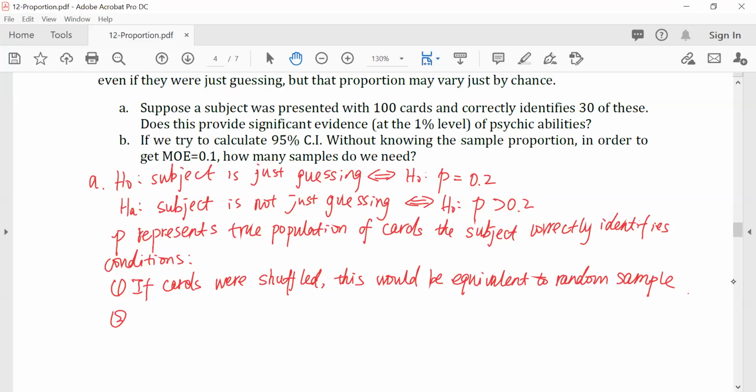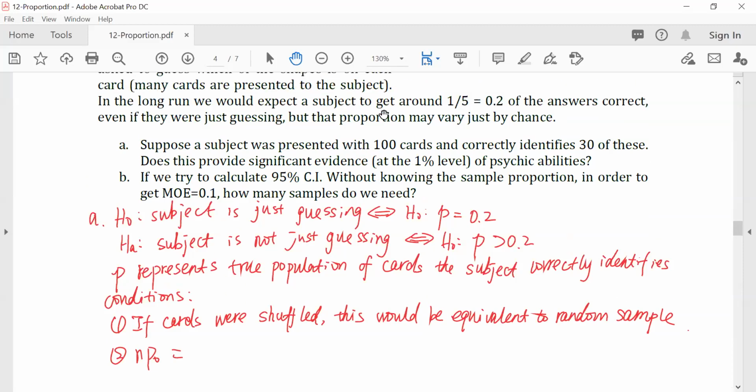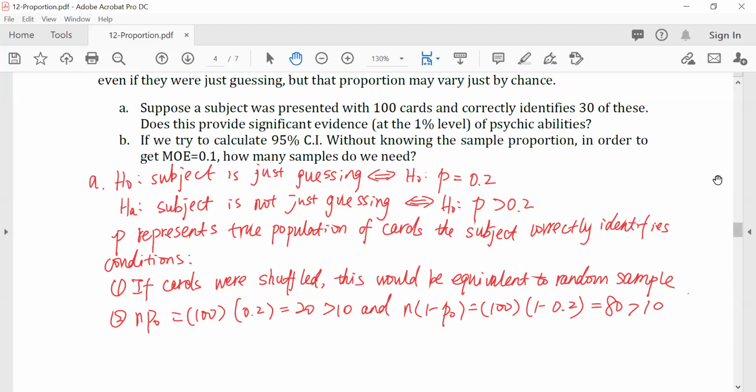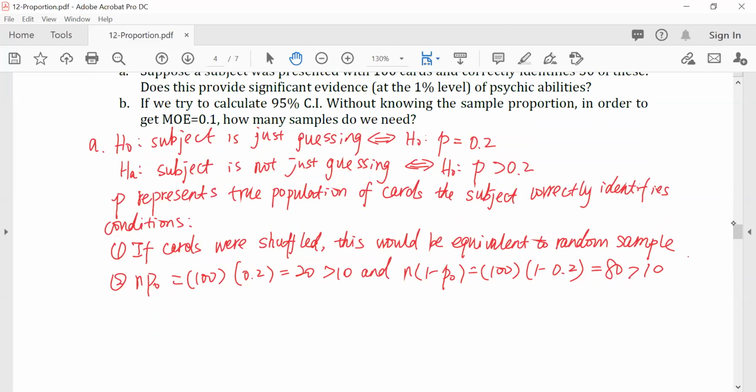The second condition, the sample needs to be large. So we need n p null, which is 100 cards, and our p null here is 0.2. So it's 100 times 0.2, that is 20. This is greater than 10. And n times 1 minus p null, which is 100 times 1 minus 0.2. This is 80, and this is also greater than 10. So the conditions are met. Then we need to calculate the test statistic.